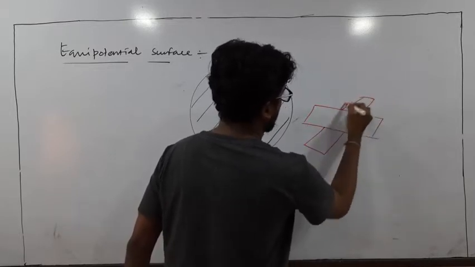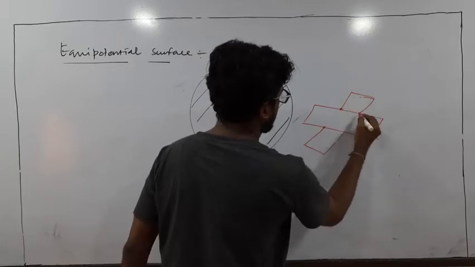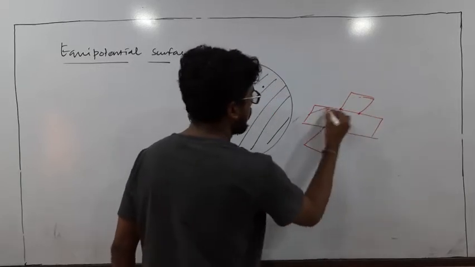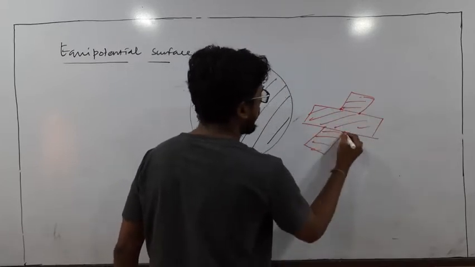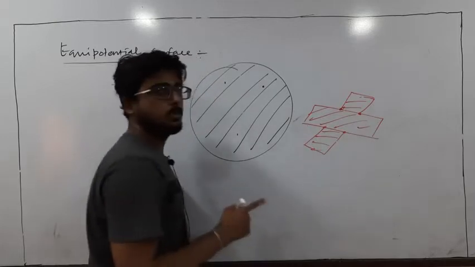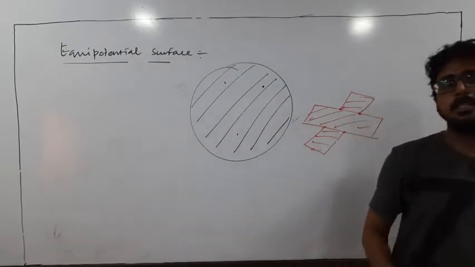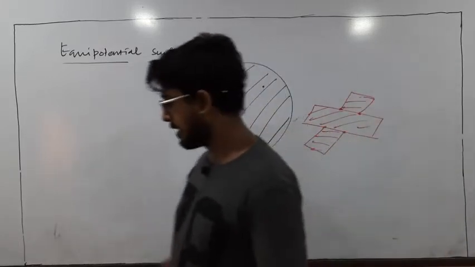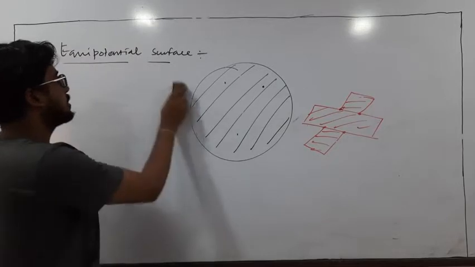If these two surfaces intersect each other at this position, the potential will be due to this surface and also due to this surface. So at a single point we have two potentials, which is quite impossible. So two equipotential surfaces can never intersect each other. And there are some more properties regarding the equipotential surface. You can refer to your notes. Okay. So what is an equipotential surface?